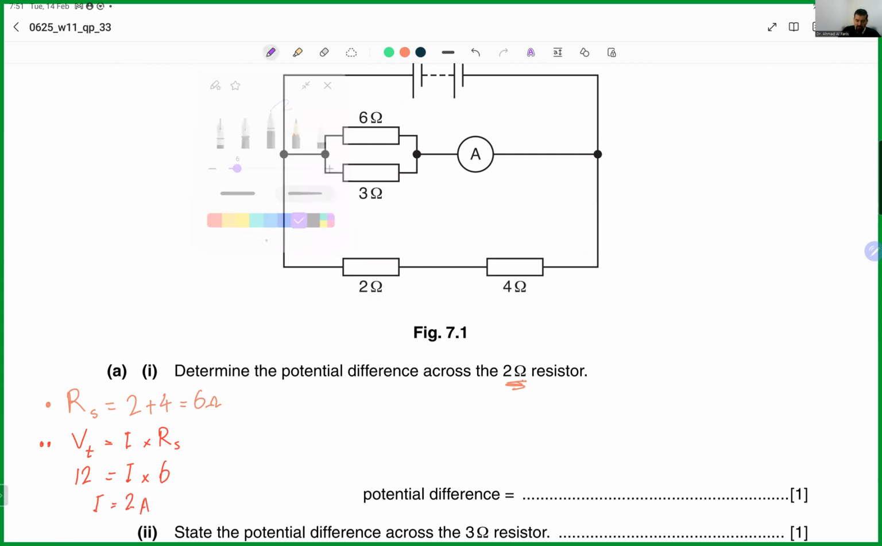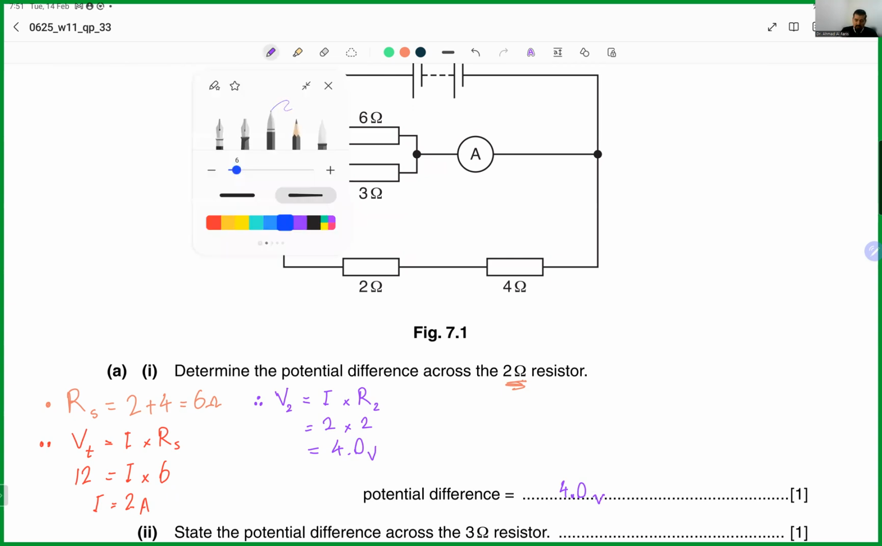The third step is to find the potential difference, the voltage across only the 2-ohm resistor, which is equal to I multiplied by R for the 2-ohm resistor. I is 2 amperes, multiplied by the resistance, which is 2, and the answer will be 4 volts. This is the long way to answer the question, 3 steps.